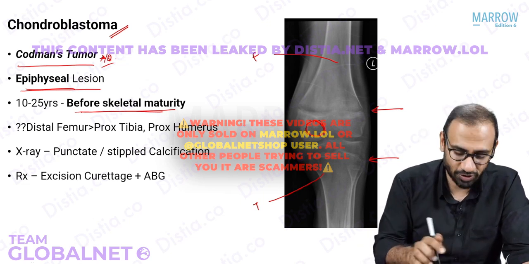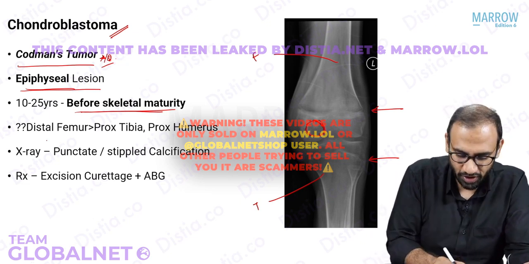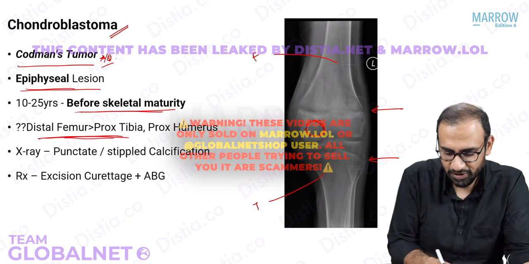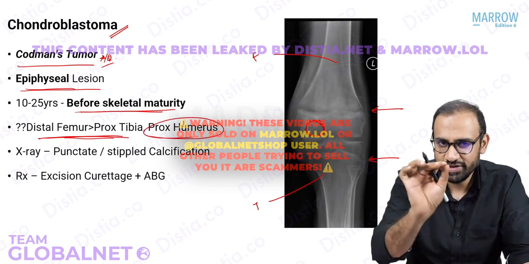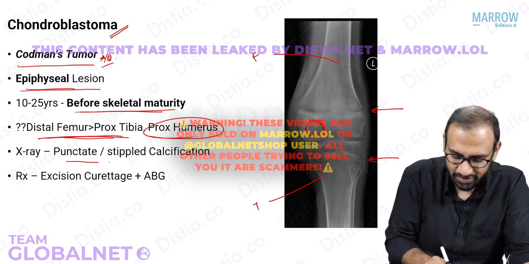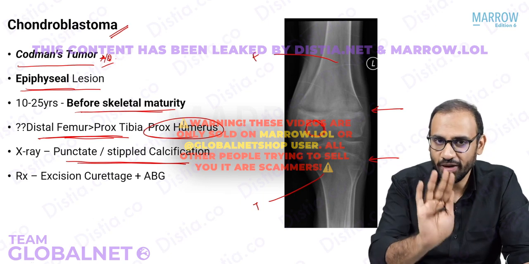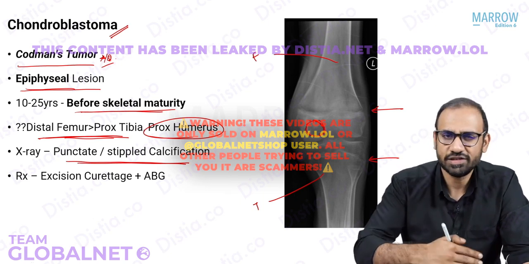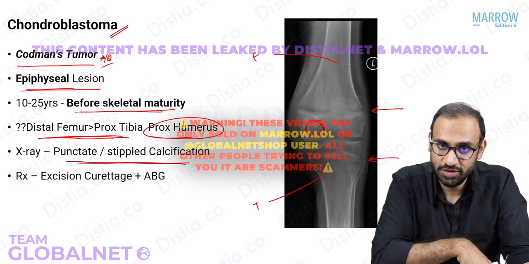Okay, where does it occur most commonly? Just around the knee and proximal humerus. So around the knee, that is distal femur and proximal tibia, and proximal humerus. X-ray: lucent haziness with some stippled or punctate calcifications here and there. Treatment: excision, curettage, followed by bone grafting. These are the things that you already know.